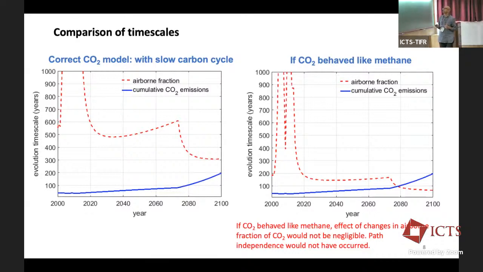And if CO2 were to behave like methane, the airborne fraction timescale would be much shorter. It would not be long enough, and the effects of differences in the airborne fraction of CO2 between different emission scenarios would no longer be negligible, and path independence would not have occurred.